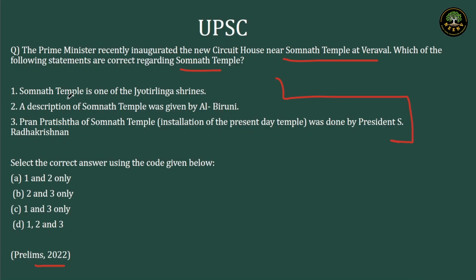The first statement is: Somnath Temple is one of the Jyotirlinga shrines. Second, a description of Somnath Temple was given by Al-Biruni. Third, Pran Pratishtha (installation) of the present-day temple was done by President S. Radhakrishnan, and you have an option combination.